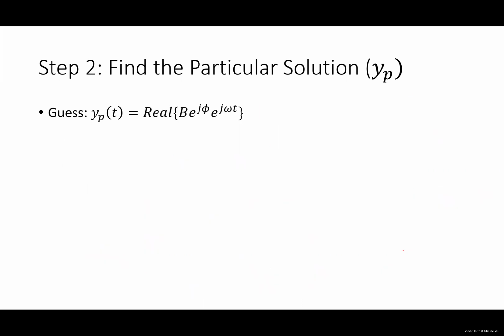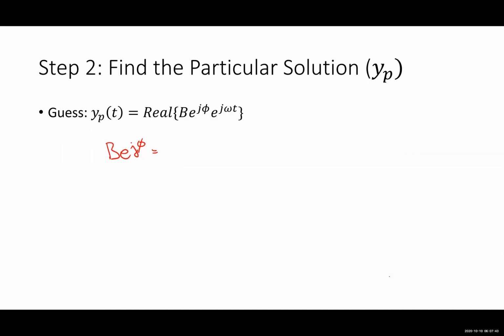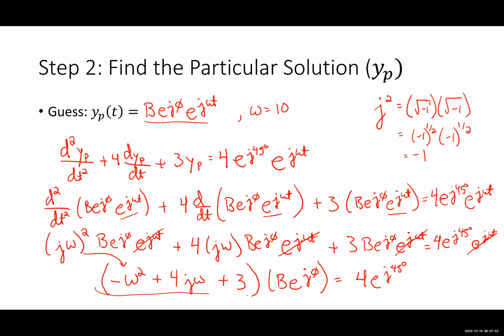So I wanted to take that over here and do that a little bit more slowly, just so everybody sees it. I'm going to rewrite it like this: b e to the j phi equals 4 e to the j 45 degrees divided by the stuff that I had on the left side before, this term here.